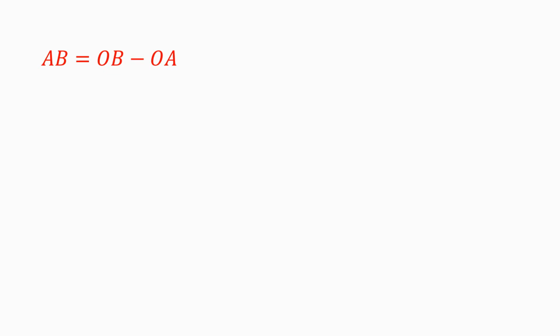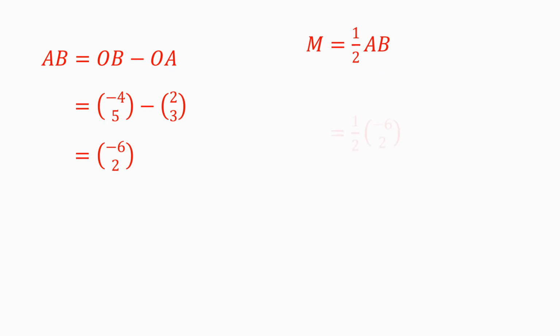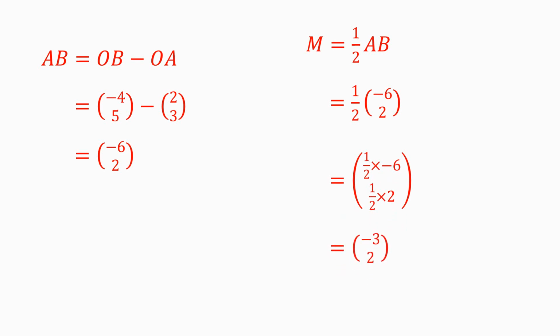Then we substitute the figures. We have (-4, 5) minus (2, 3). Then negative 4 minus 2 is -6 and 5 minus 3 is 2. Therefore AB is equal to (-6, 2). Then M is the midpoint of AB. So M is a half of AB. We substitute, we have a half times (-6, 2). This is the same as a half times -6 and a half times 2. Therefore, M is (-3, 1).